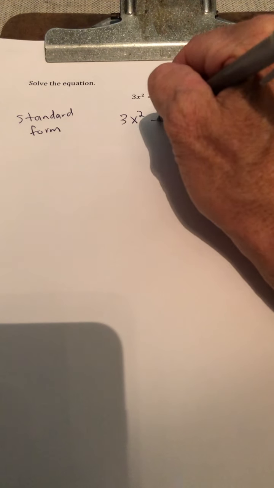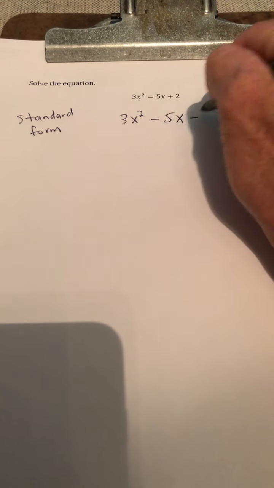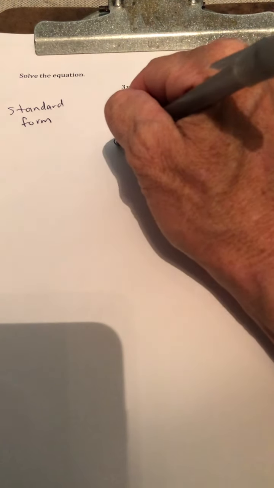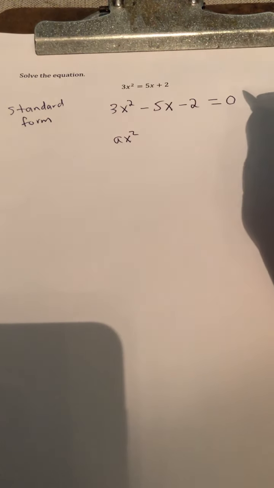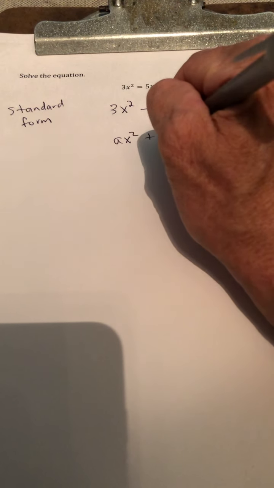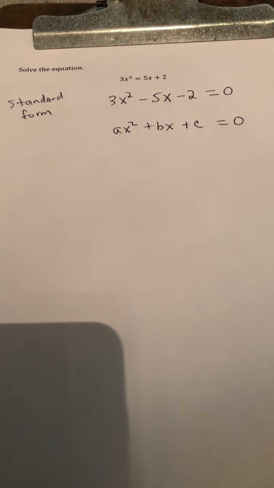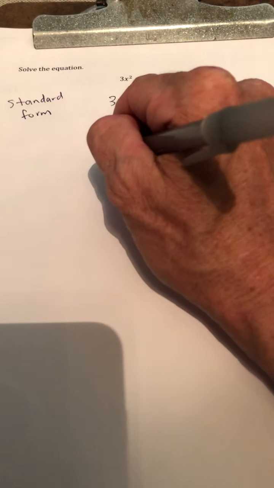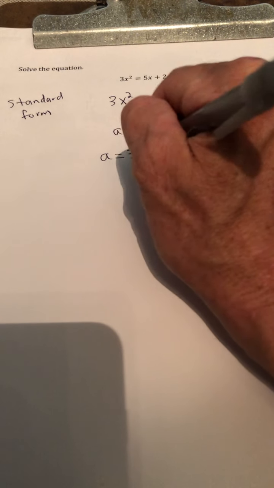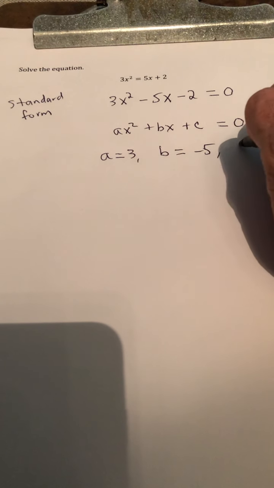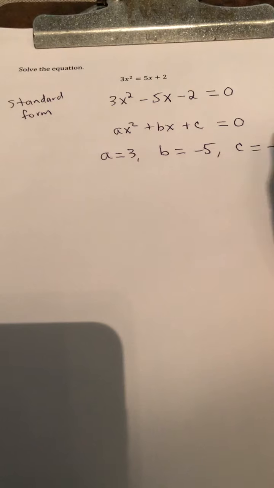So in this case, we would have 3x squared minus 5x minus 2 equals 0. Again, that's in the form ax squared plus bx plus c equals 0. Just by comparison, we can see that a is equal to 3, b is equal to negative 5, and c is equal to negative 2.